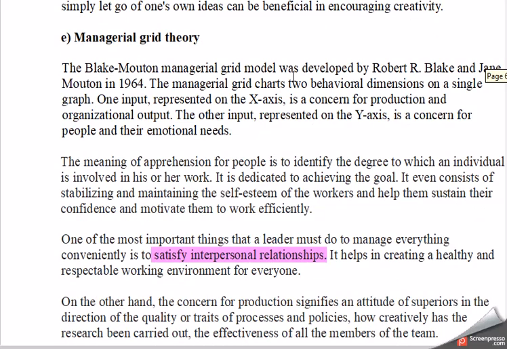Managerial grid theory. The Blake Mouton managerial grid model was developed by Robert R. Blake and Jane Mouton in 1964. The managerial grid charts two behavioral dimensions in a single graph. One input is represented by the x-axis. It concerns production and organizational output. The other one is the y-axis. It concerns the people and their emotional needs.